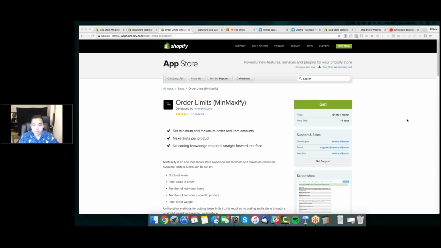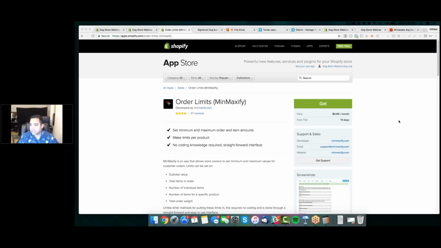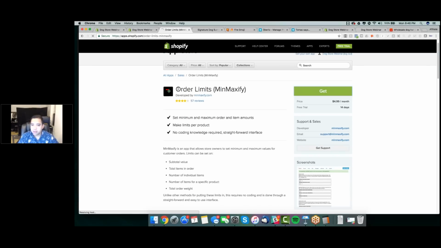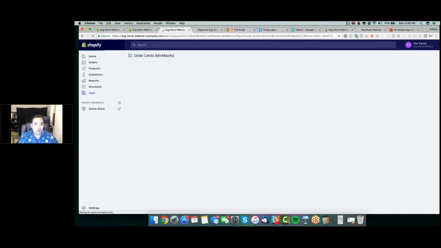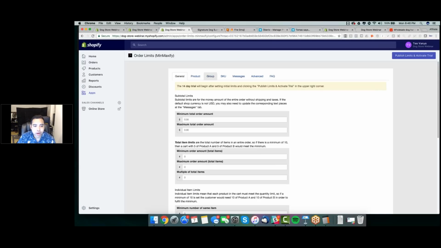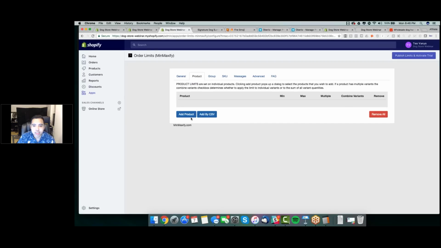So I'm going to get this tool here called Min-Maxify. Okay, so install the app, right? And let's see what's happening here. Once we install this app, we're going to go to product, and we're going to take a look at this product.